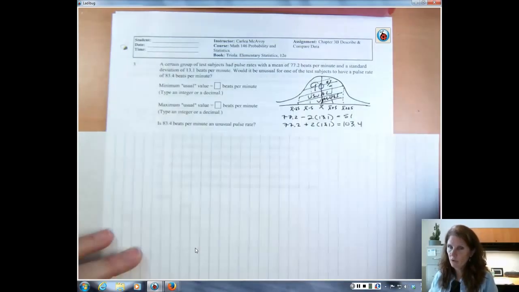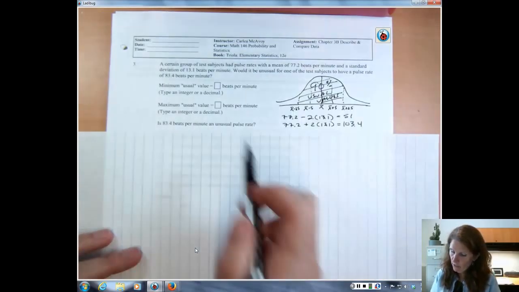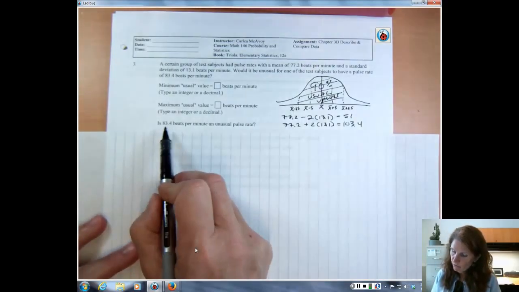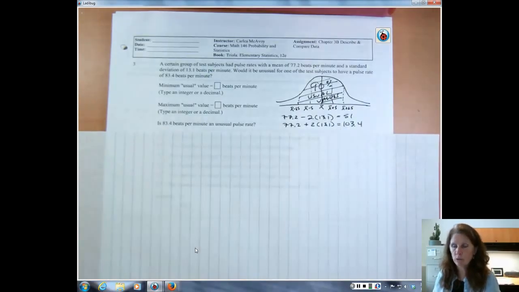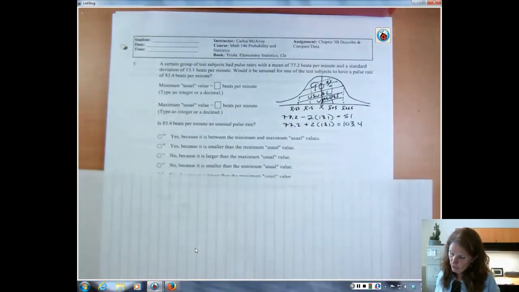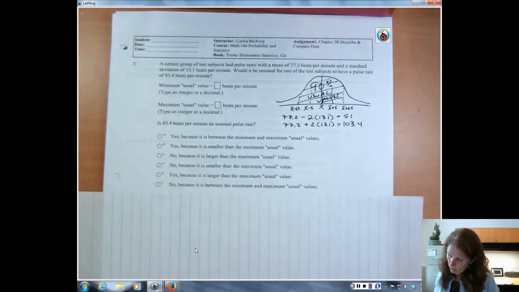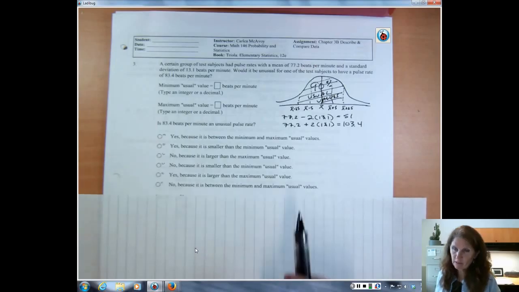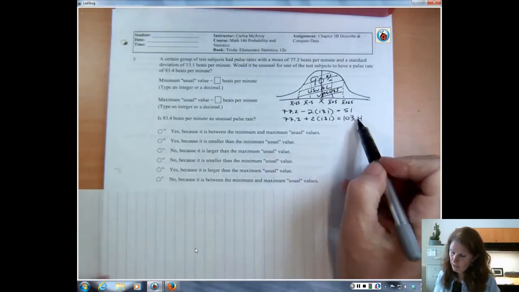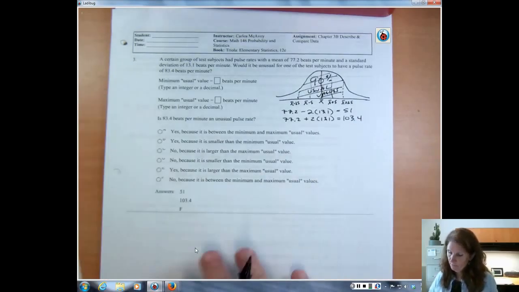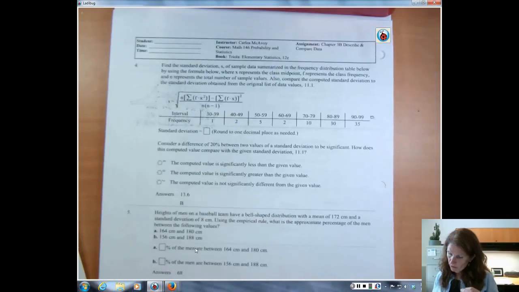If the value you're asking about is in that range, 83.4 is totally usual or normal, right? Because it's in the range. So it'd be yes, it's smaller than the minimum. Wait a second. No, it's between the minimum and maximum usual values. This is the minimum, this is the maximum, and our number is fine. Okay, let's go on and see what we get here.